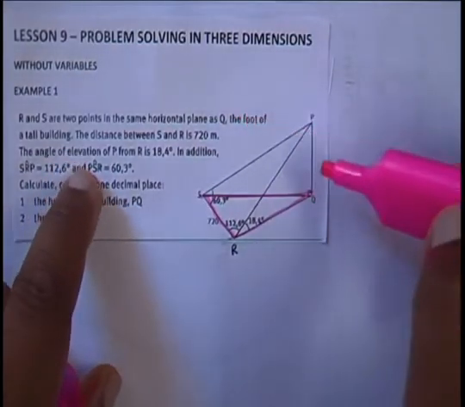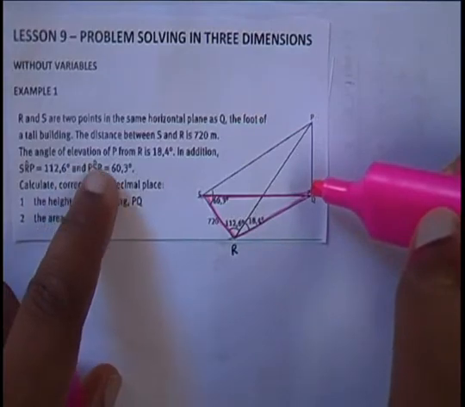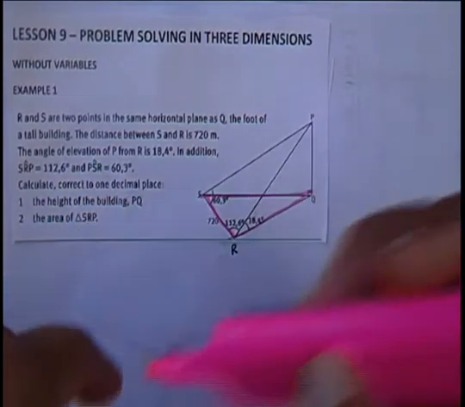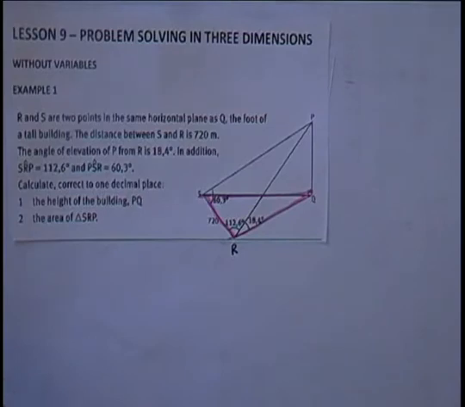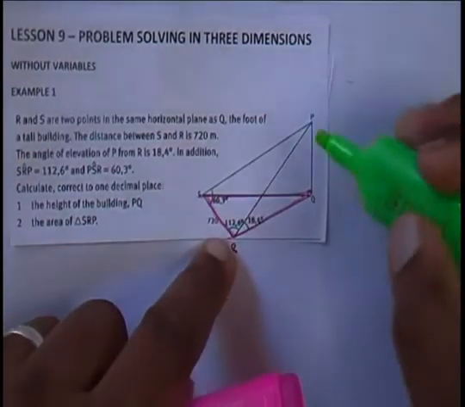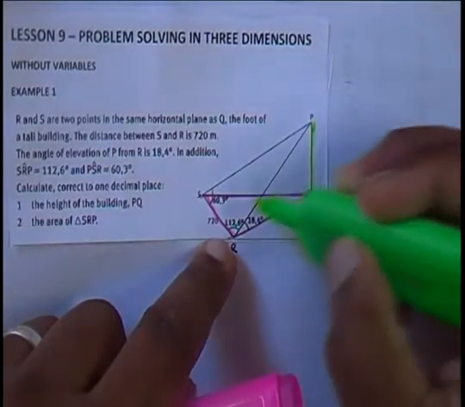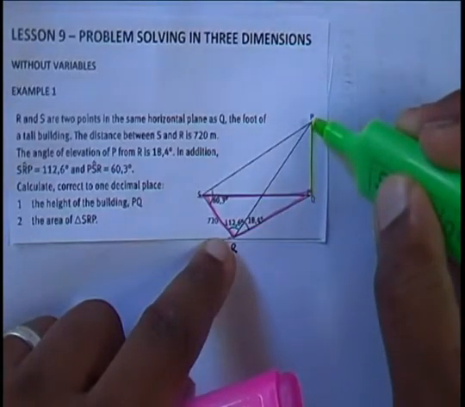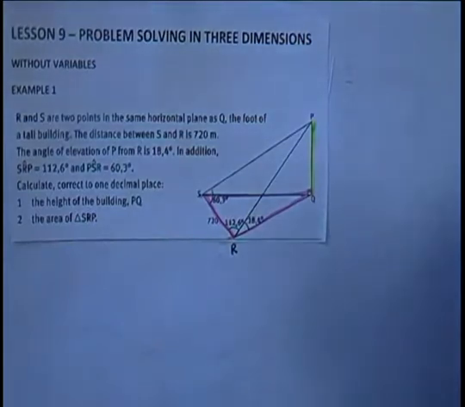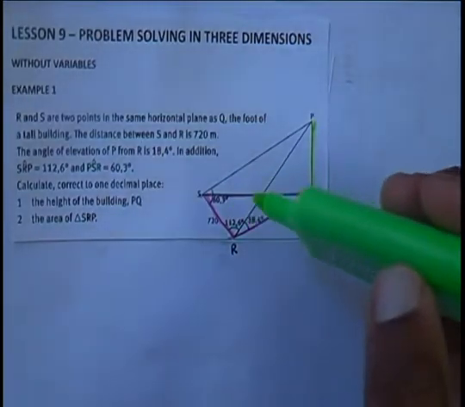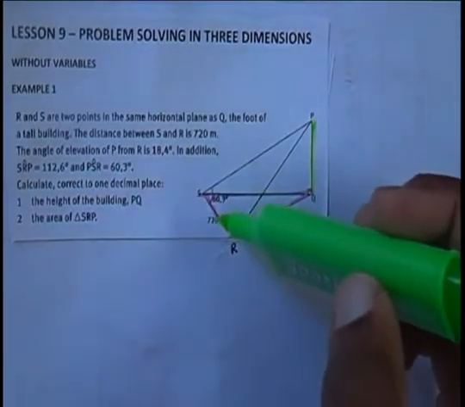Q is the foot of a tall building, right? So the tall building, we can already see that it's PQ here, right? So they're at the foot of this building here. So this is flat ground, this is the building at the top, right? So that's why we call it 3 dimensions. Okay, so the distance between S and R is 720 meters.